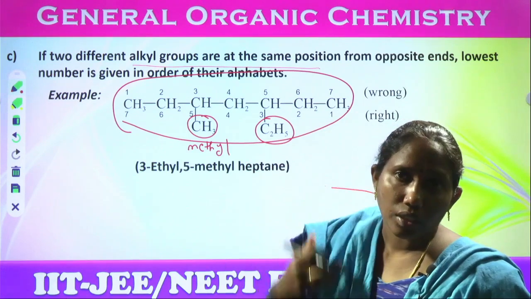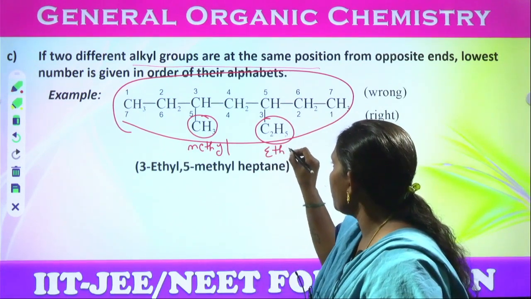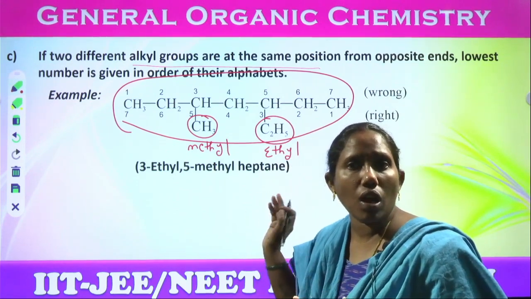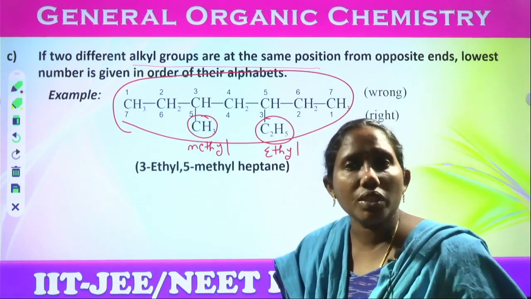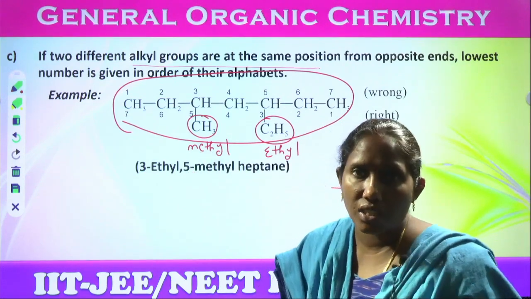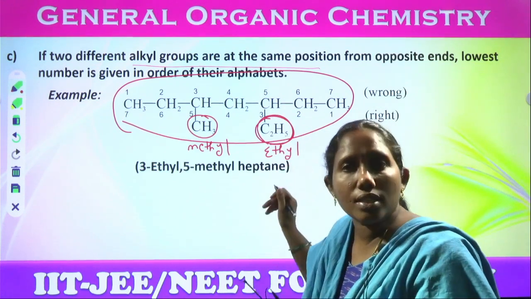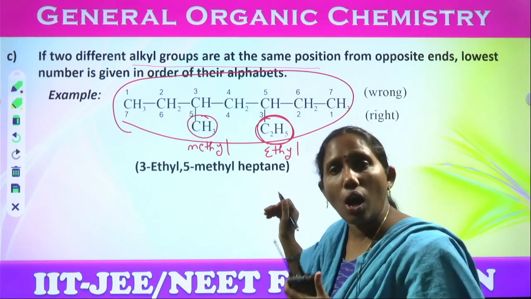C2H5, 2 carbons are there, so it is ethyl. Check the alphabetical order for these 2 alkyl groups. First one, this is methyl, ethyl. In the alphabets, which one comes first? E comes first. So ethyl group should get the lowest numbering.